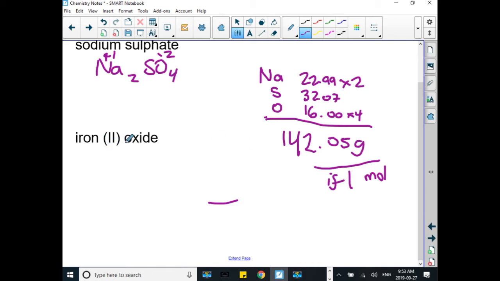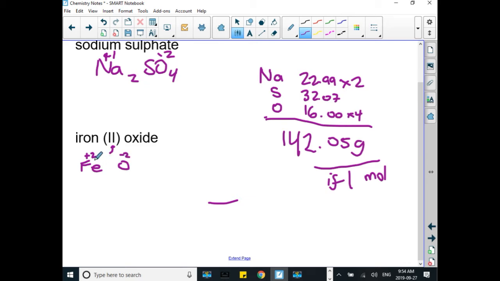What is iron(II) oxide's formula? Okay, iron's symbol is Fe. Oxygen's symbol is O. Does iron have more than one charge? Yeah, it must, because there's a Roman numeral right here. But what charge am I using? I guess the 2 version of iron, so this is +2. What's oxygen's charge? -2 if you look it up on your table.